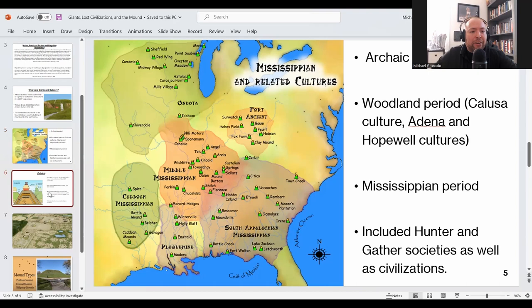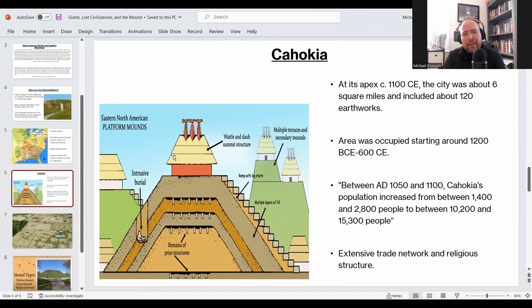And in addition to the extraordinarily complicated economic system that undoubtedly existed to support this, there was also a very extensive religious system and structure. Most of these mounds, we believe, again, supported some sort of religious ceremony, religious purpose.